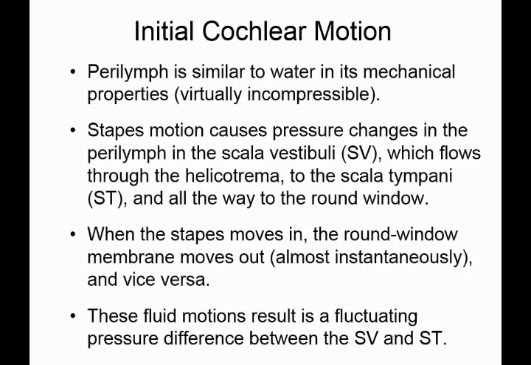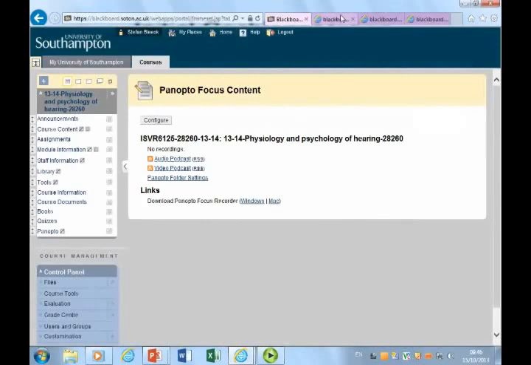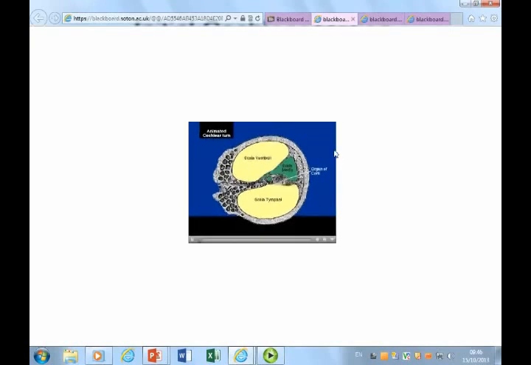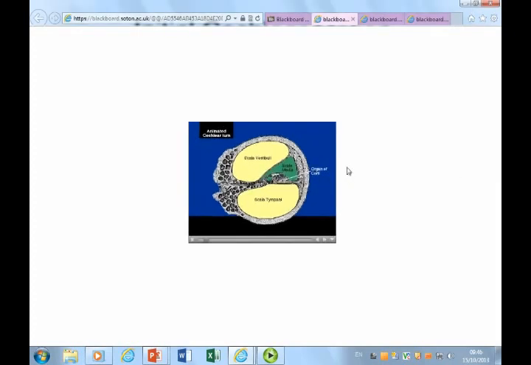Okay, now, how does this thing actually work, the cochlea? What does it do with the sound waves? First of all, we have to understand the perilymph is very similar to water in its mechanical properties, so it's incompressible. The stapes pushes the fluid inside.